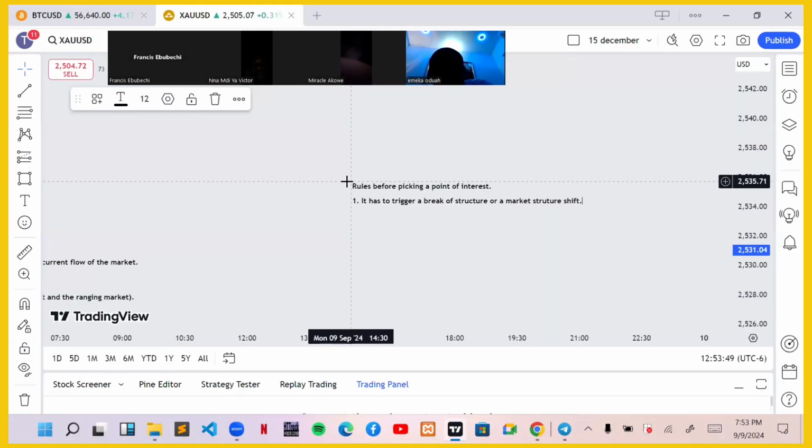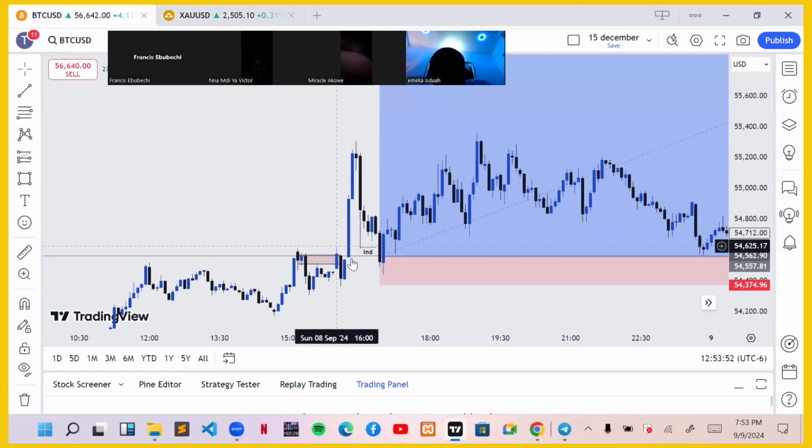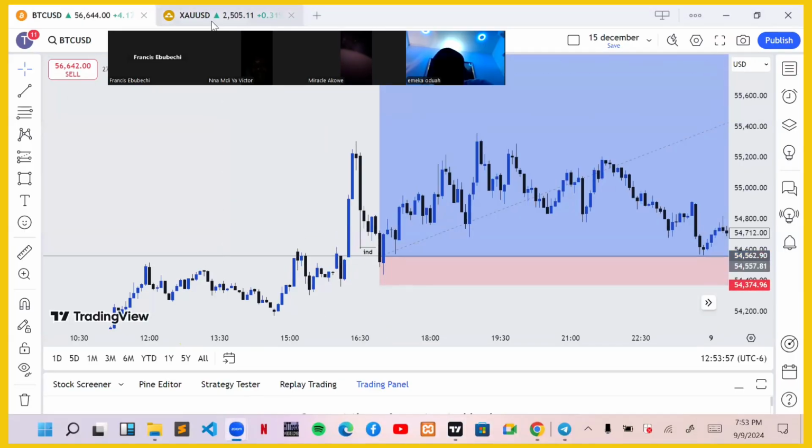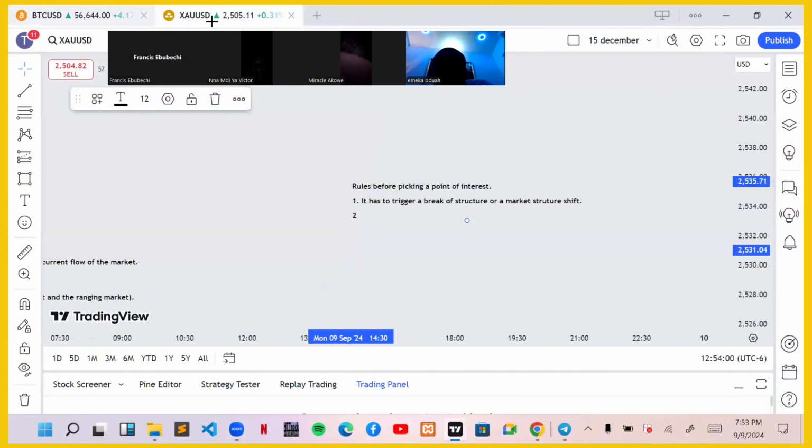Got the market structure shift. That's number one rule. So if you pay attention to all the trades I took today, there was a break of structure here. That was why I took the trade. There was also a break of structure here. So there has to be a break of structure or a market structure shift. That is the number one rule.